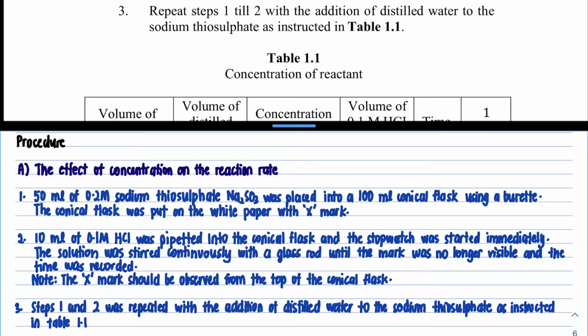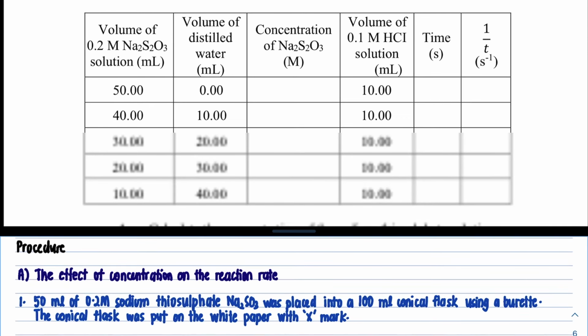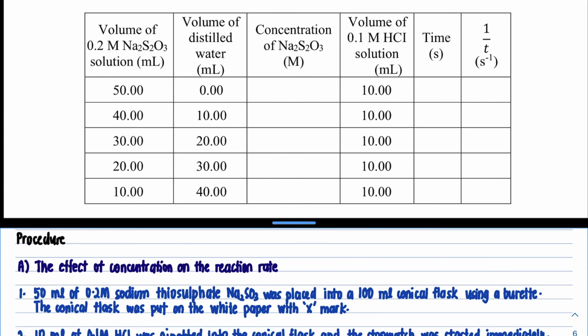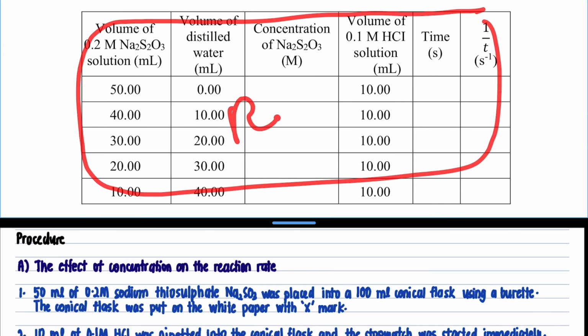However, for table 1.1 here, as you can see, we have a lot of information. We have time, 1 over t, and the concentration. But what I would like you to write down, because this is actually, you're going to write down all of this again in your result.